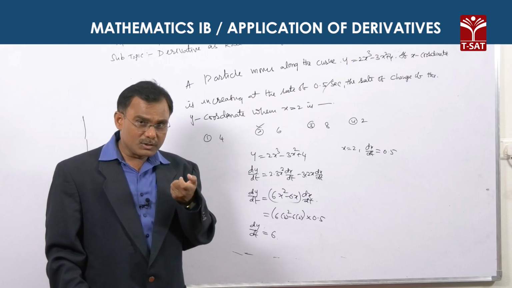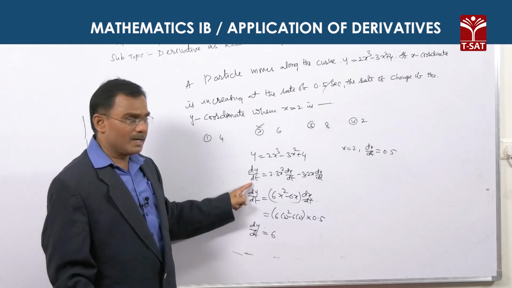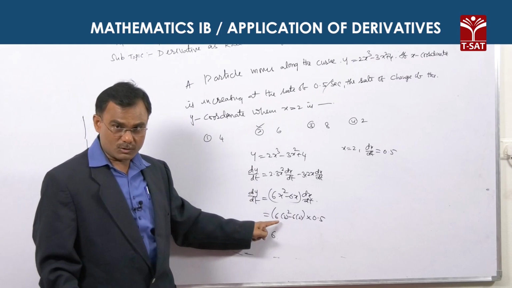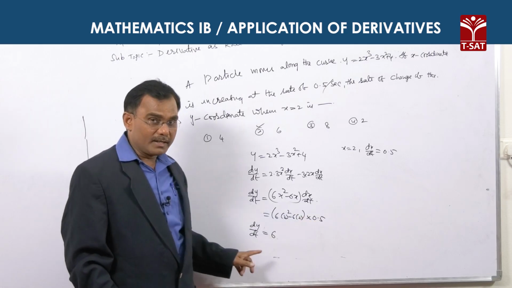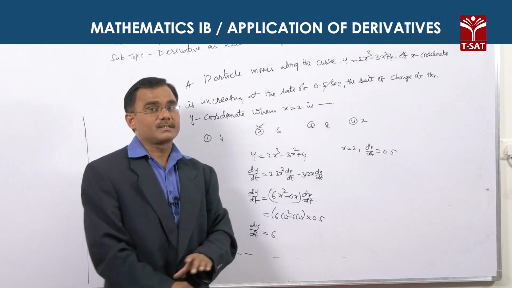Asking rate of the change in y coordinate. That's why dy by dt is equal, simplify, substitute x value and dx by dt value. We get rate of the change in y coordinate is 6 per second is here.